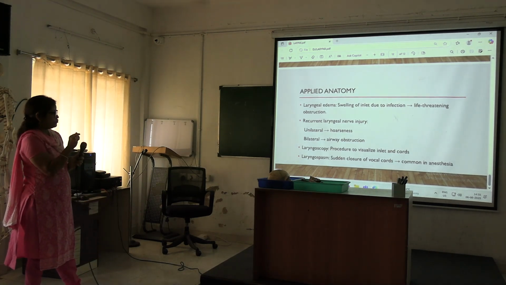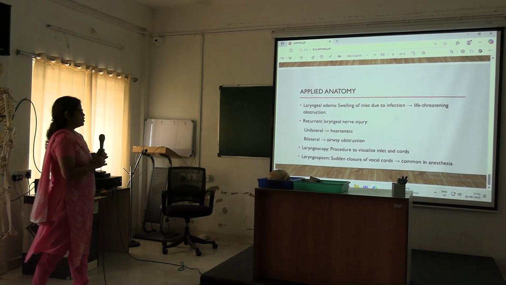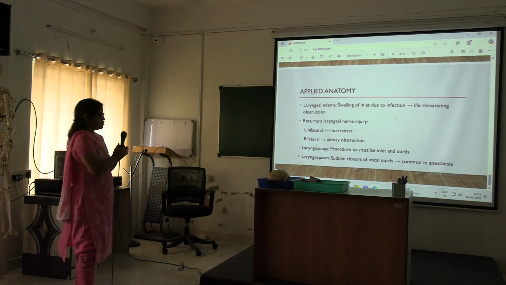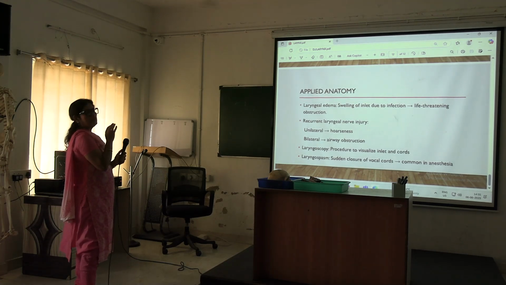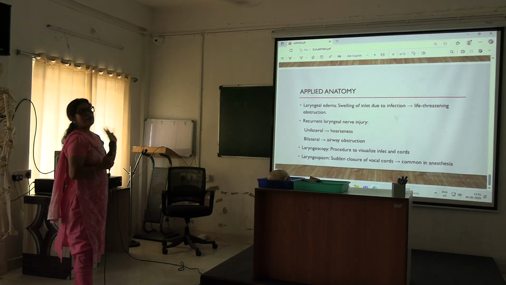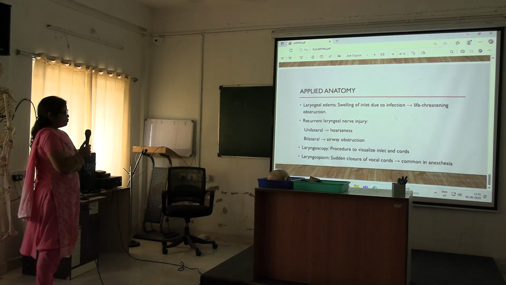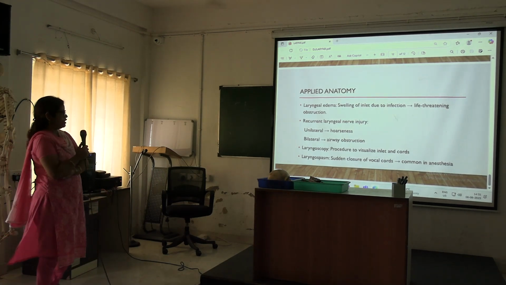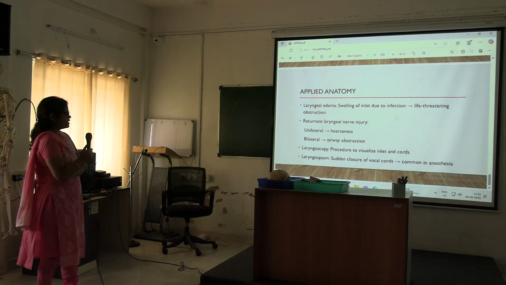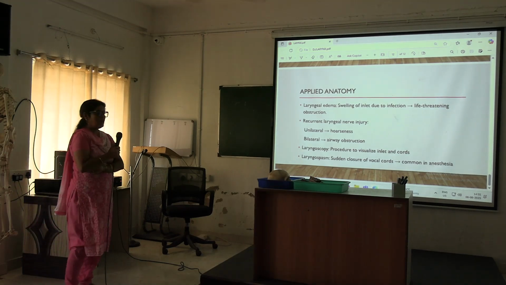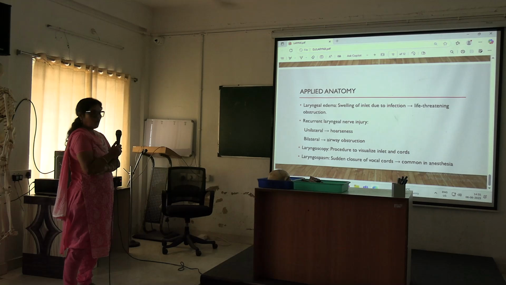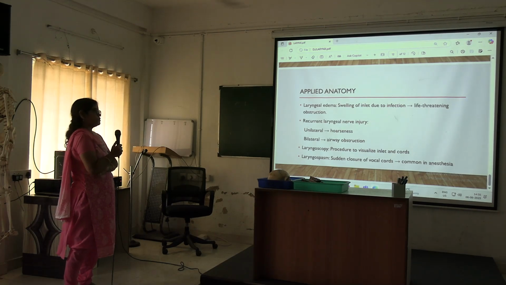If both recurrent laryngeal nerves are injured, then there will be total obstruction of the airway passage and severe respiratory distress. You can see the laryngoscopy here when you do the ENT ward. That will be direct laryngoscopy and indirect laryngoscopy, which will show you the vocal cords, both the false vocal cord and the true vocal cord.